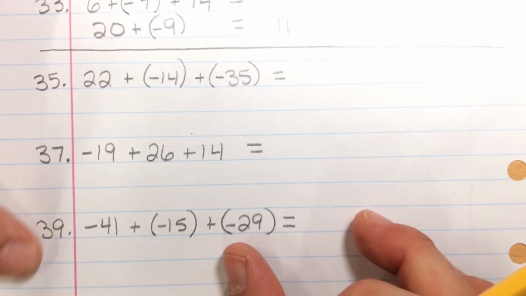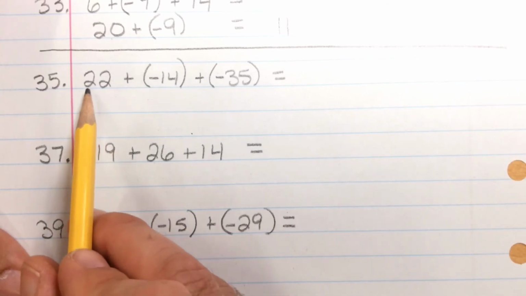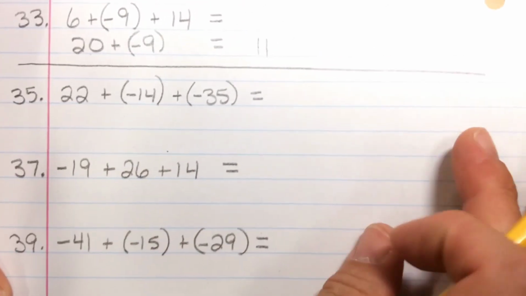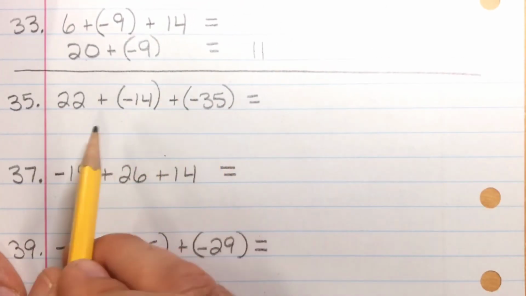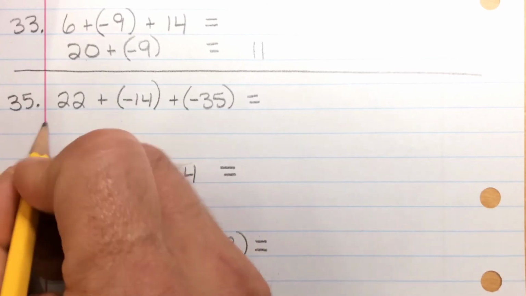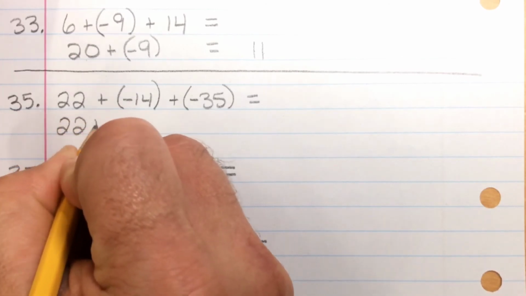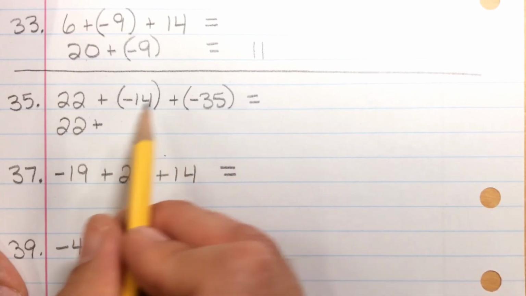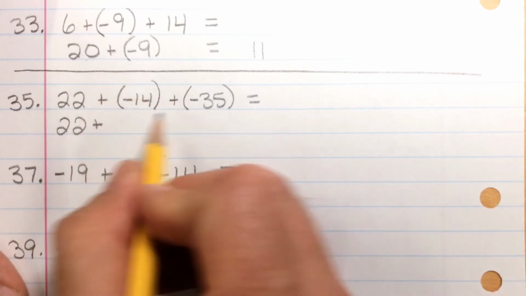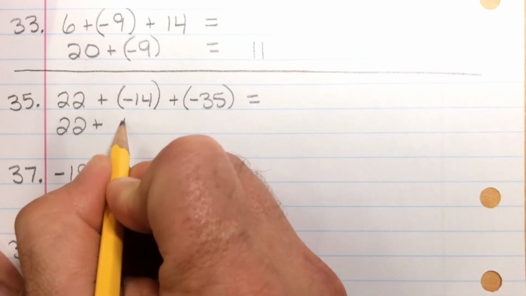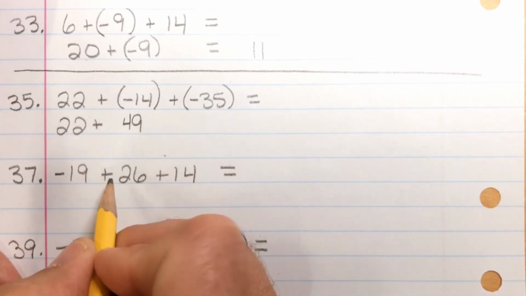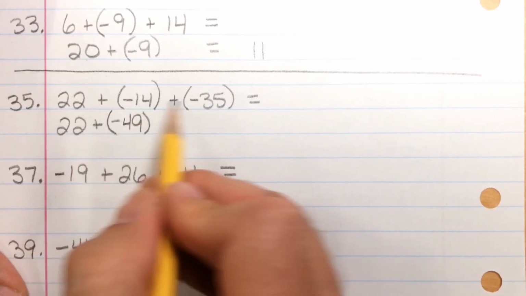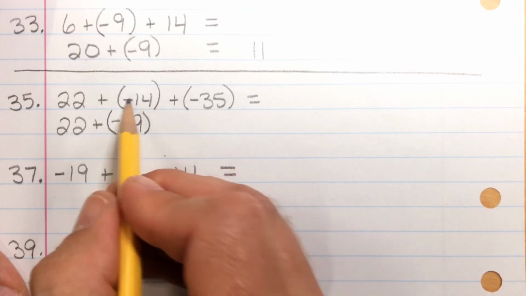All right, finally, the last three problems here. And I've got 22 plus negative 14 plus negative 35. Since I can add these in any order, I'm going to combine my negatives first. So the 22 just sticks. Negative 14 plus negative 35. Same sign, so I add and keep. 14 plus 35 will be 49. And don't forget to keep. Keep what? Keep the sign. So same sign here, add and keep this common sign.